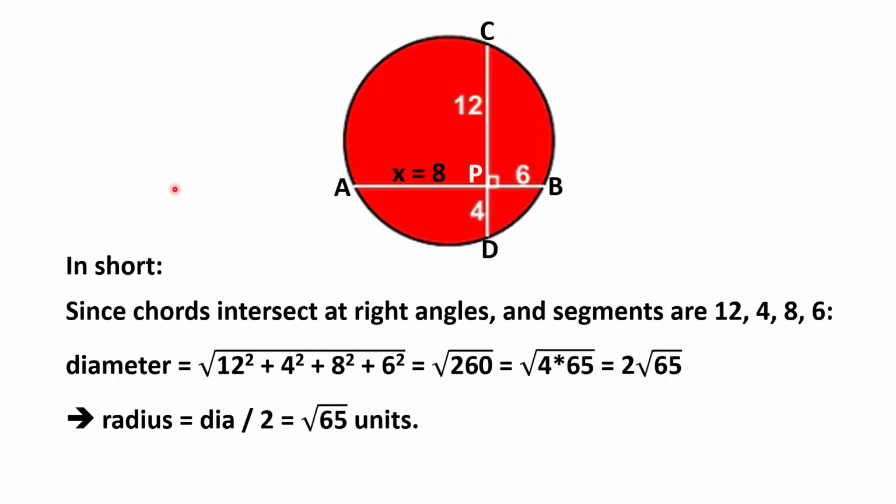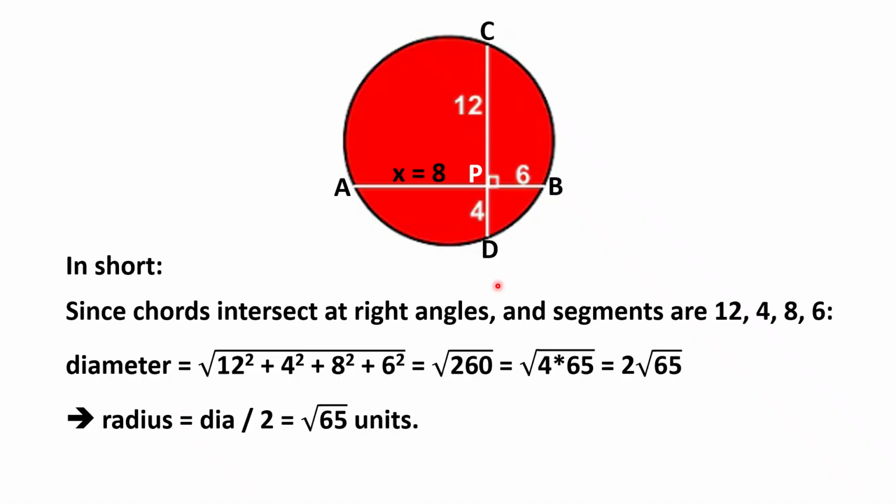Now that was the step-by-step solution. But we also have a shortcut method. Since the chords are intersecting at right angles, the segments are 12, 4, 8, 6. 12 and 4 on the vertical chord, and 8 and 6 on the horizontal chord. The diameter will be given by the square root of 12 square plus 4 square plus 8 square plus 6 square, the square root of the sum of the squares of the four segments, which gives you square root of 260 or 2 root 65. That is the diameter, 2 root 65. So the radius will be half of that, that is root 65 units.